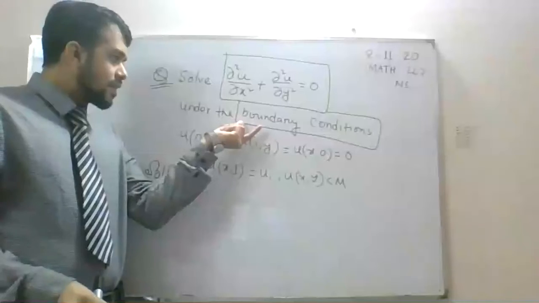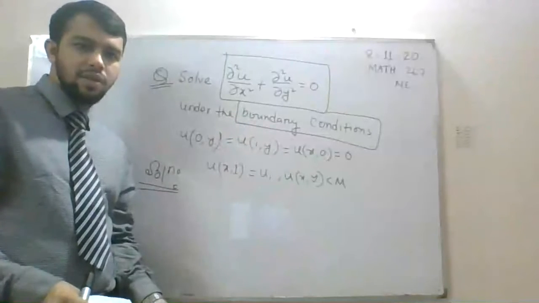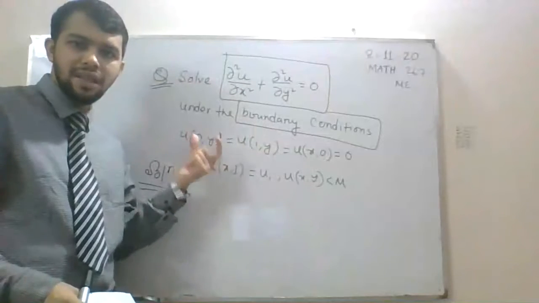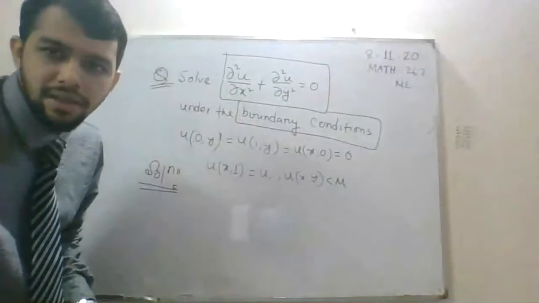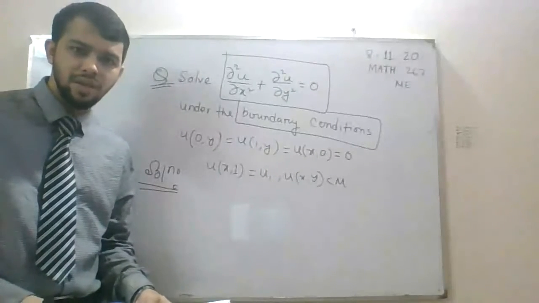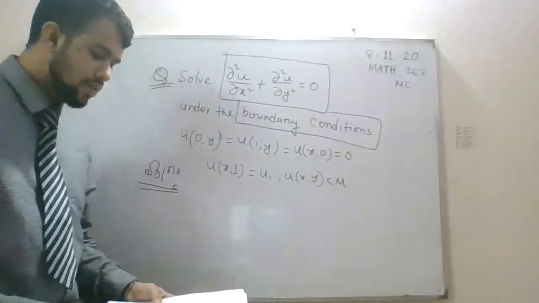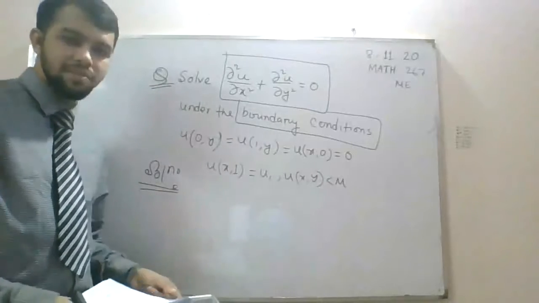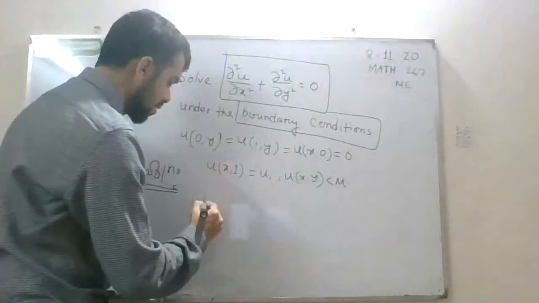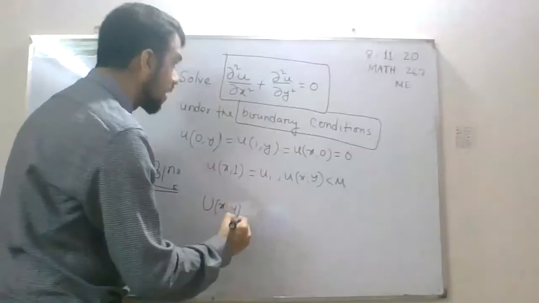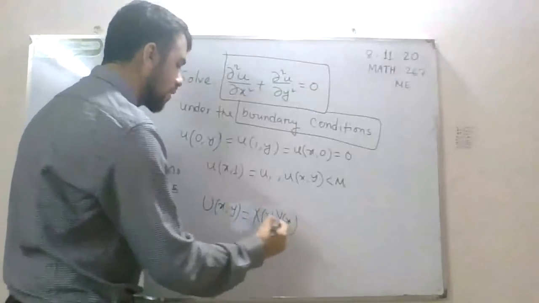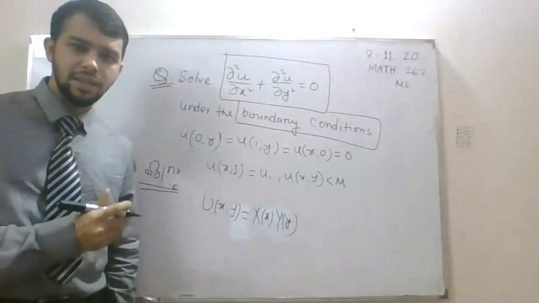Okay, so when you see that this is a boundary value problem and boundary conditions are also given, you have to solve this kind of problem by using the separable variable form, or separable variable method, or product method. For solving this kind of problem, you have to use u(x,y) equals to X(x) Y(y). Okay. We did this in the last class, alright?